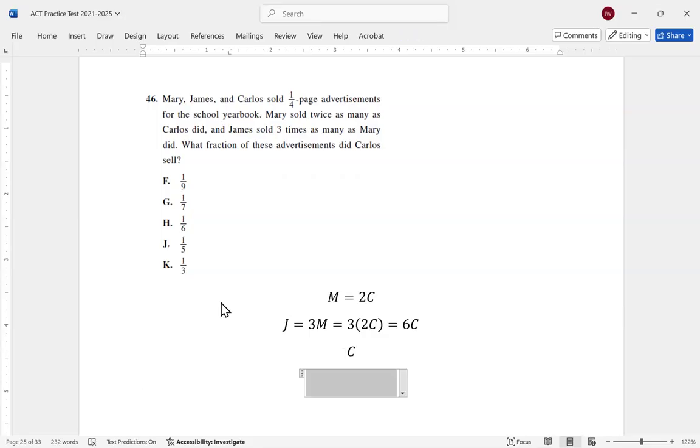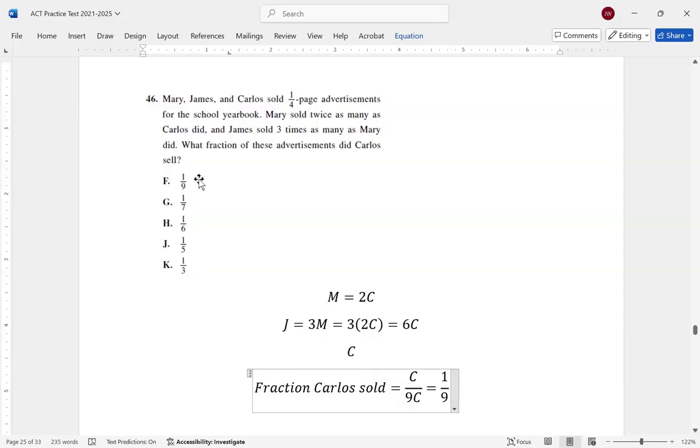And so the fraction that Carlos sold we could get by taking Carlos's amount over the total amount. Carlos's amount is C. The total amount is going to be 2C plus 6C plus 1C. So we're going to get 9C as the total amount that were sold by the 3 people. C divided by 9C, the C's will cancel out, and you'll get 1/9. So Carlos sold 1/9 of the ads. And therefore, F is the correct answer to question 46.